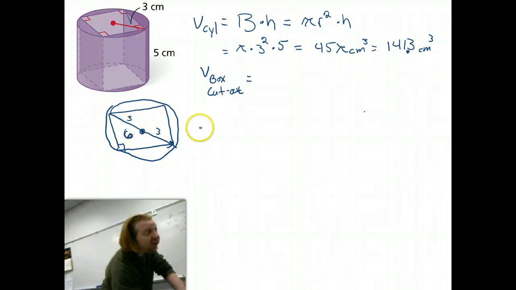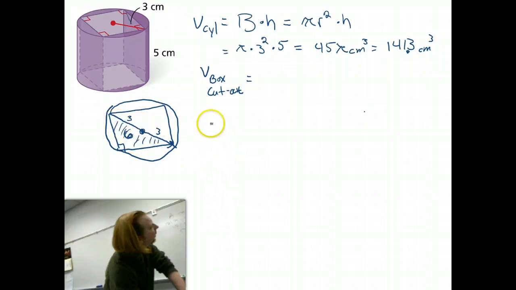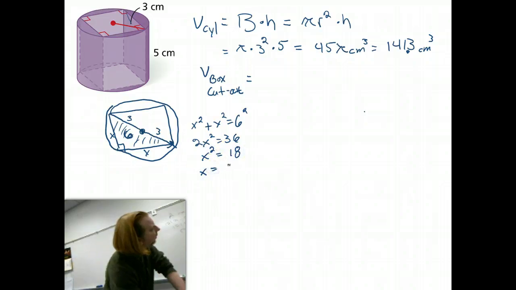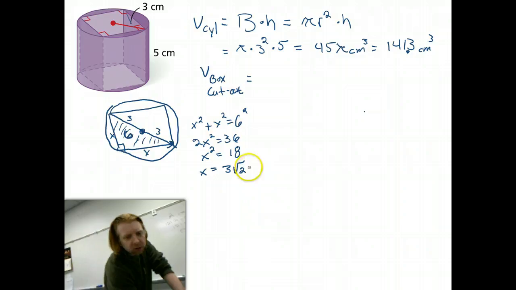And if I use the Pythagorean theorem then to look at this right triangle, let's call this x. x squared plus x squared is equal to 6 squared. 2x squared is equal to 36. x squared, therefore, is going to be 18. And x is, take the square root of both sides. Puts me at 3 square roots of 2. Or 4.24.